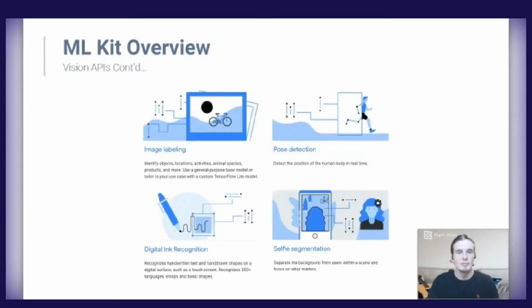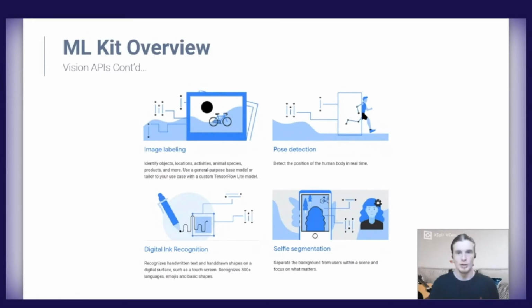And then finally, selfie segmentation. So being able to cut the background from a user within a scene and then just focus on the actual selfie part. So as you can see there on my camera, pretty much what that piece of software is doing. Google have an API to do the same sort of thing. I'm just going to double check here.